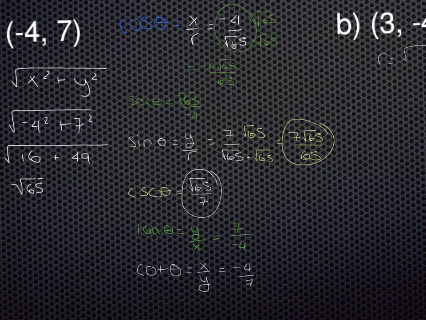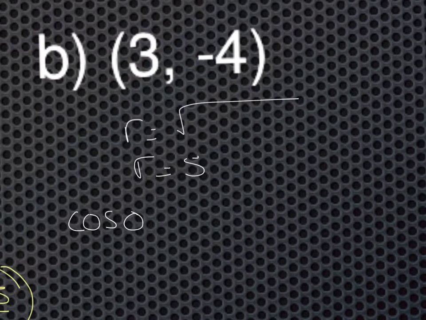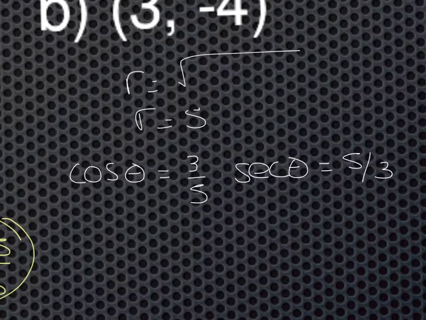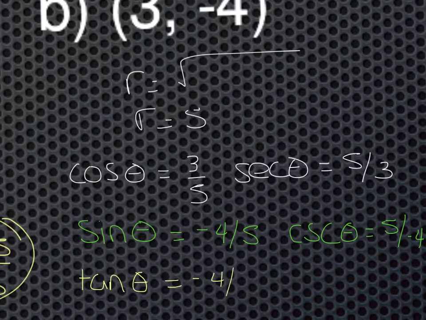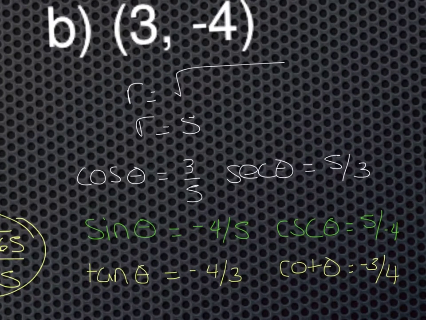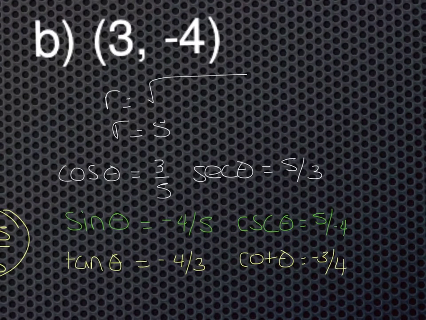Okay, so recapping, here are your solutions. Here's cosine, here's secant, sine, remember that's y over r, cosecant, tangent, and cotangent. So here's x, y, r, so let's find cosine of theta. That's going to be 3 over 5. Secant of theta, 5 over 3. Sine of theta, negative 4 over 5. Cosecant of theta, 5 over negative 4. Tan of theta, negative 4 over 3. And cotan of theta, negative 3 over 4. So here's the solutions to this one. Again, try this one before checking your answers.